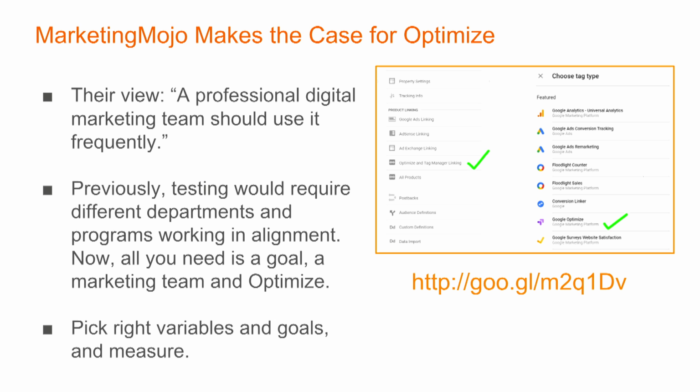But it said a professional digital marketing team should be using Optimize frequently. And it's not just use it, but use it frequently. And we're going to talk a little bit about that. But previously, as I said, testing would need different departments and different teams and different programs to come together. It would be a little bit disjointed, and you try to find out who's collecting what. But now, as they put it, all you need is a goal, a digital marketing team, and Google Optimize, and you're set. So if you pick the right variables and goals and measure, you're on the right path. And so I really appreciated them coming to that conclusion and sharing it with the world.